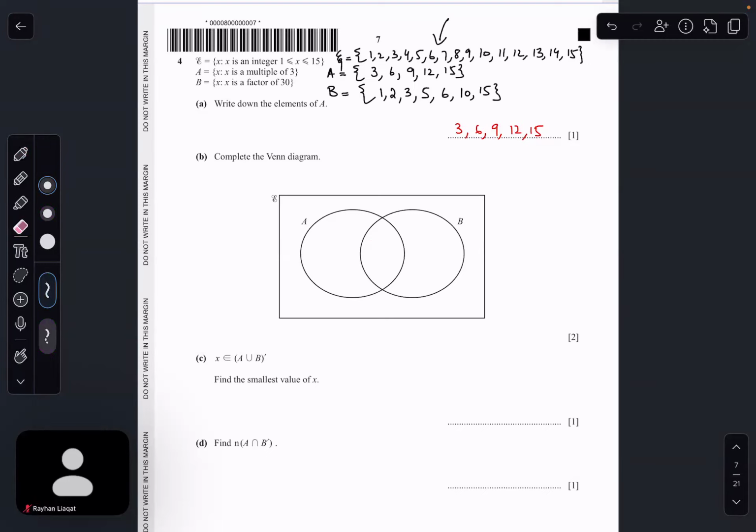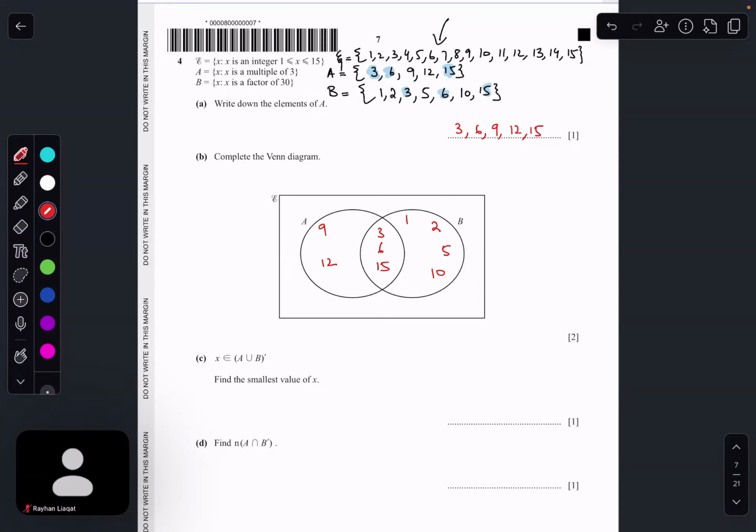You can see, let me highlight it for you. 3 is common over here, 3 is common over here, 6 and 6, and then 15 and 15. So 3, 6, and 15 will be over here. Then we have those numbers which are only part of A only or B only. A only will be, apart from 3, 6, and 15, 9 and 12. And for B, apart from 3, 6, and 15, we have 1, 2, 5, 10.